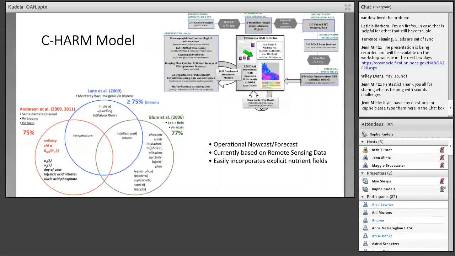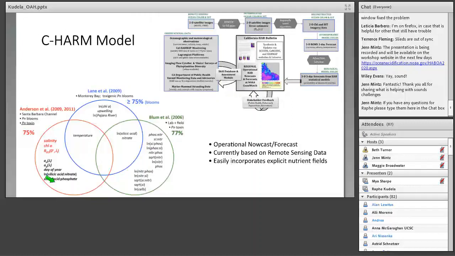And so using this as an example, here's the C-HARM model. I just want to point out that right now the C-HARM model is using remotely sensed data. We're using temperature, chlorophyll, and ocean color, but we do not have things like nutrients in it, because we can't remotely sense nutrients, and we don't have a network of nutrient sensors that cover the entire offshore region of California. But we know that if we had nutrients, we could put them in there and it would improve the model.